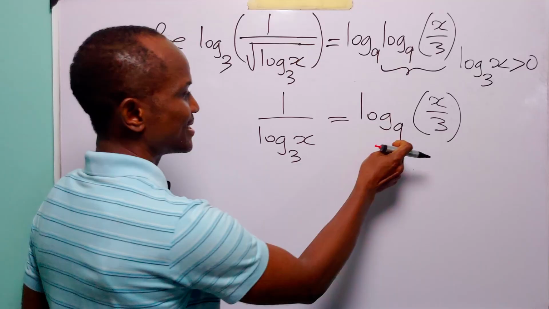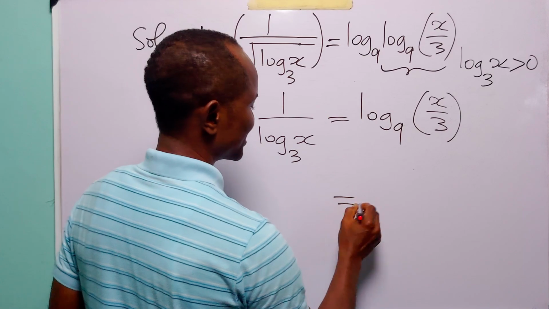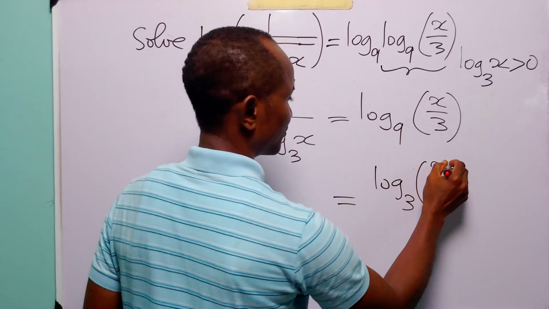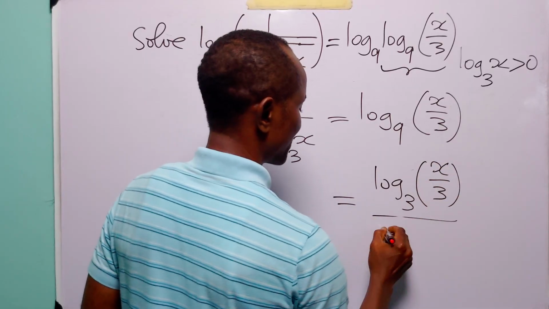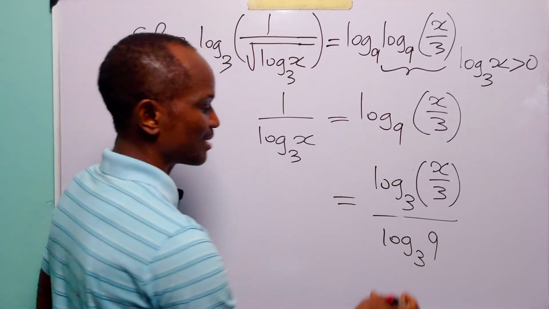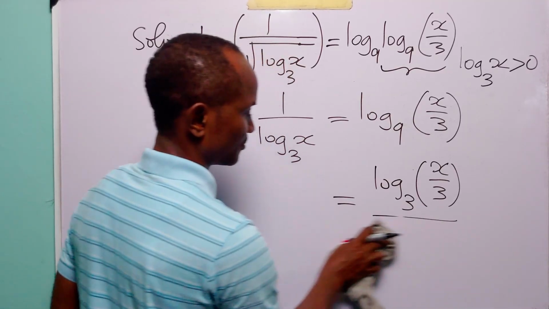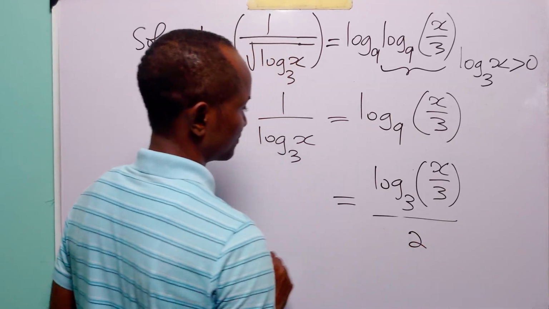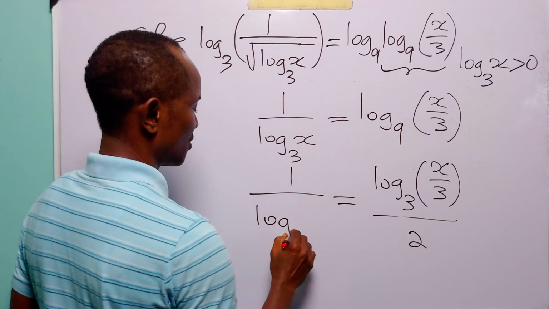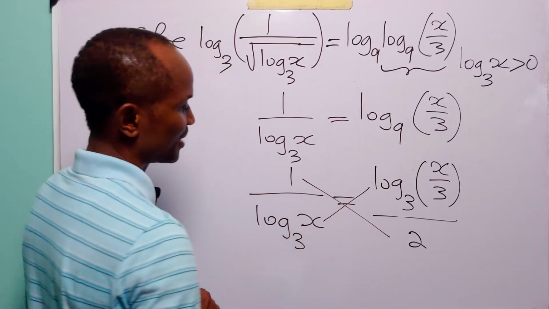And of course, once more, we need to change the base of this logarithm from base 9 to base 3. When we apply the change of base formula, this right-hand side is going to be log to base 3 of x over 3 divided by log to base 3 of the old base, which is 9. But we have already established that log to base 3 of 9 is equal to 2. So the denominator is going to be equal to 2. And here we have 1 over log to base 3 of x. The next thing we have to do is to cross multiply.